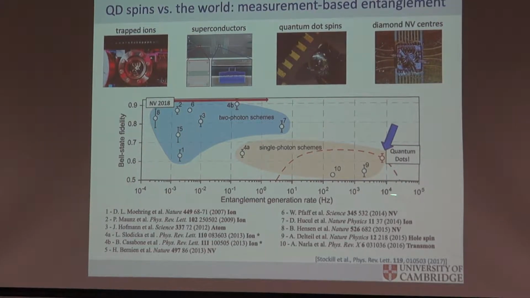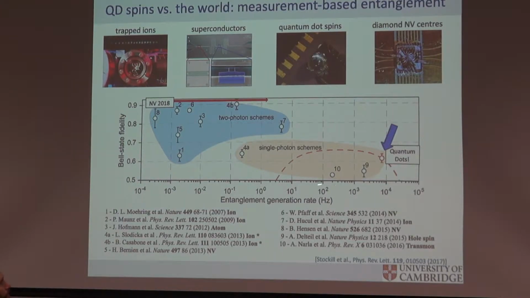Now, this is Bell state fidelity as a function of entanglement generation rate. These are all the papers that have done this experiment. Quantum dots sit right there. So that 63% is actually right here. That's the result. All right. So you see what's happening.